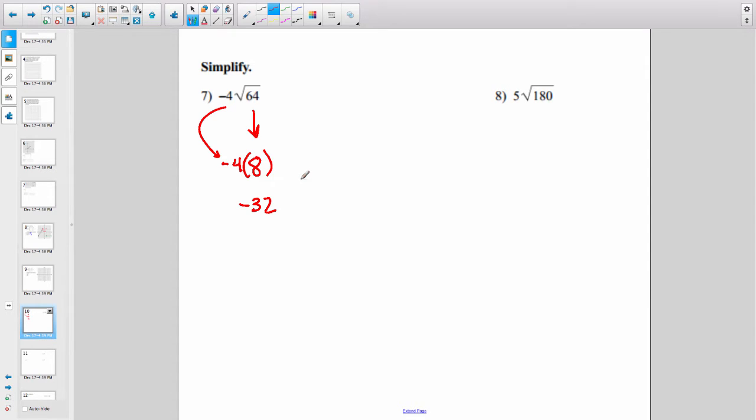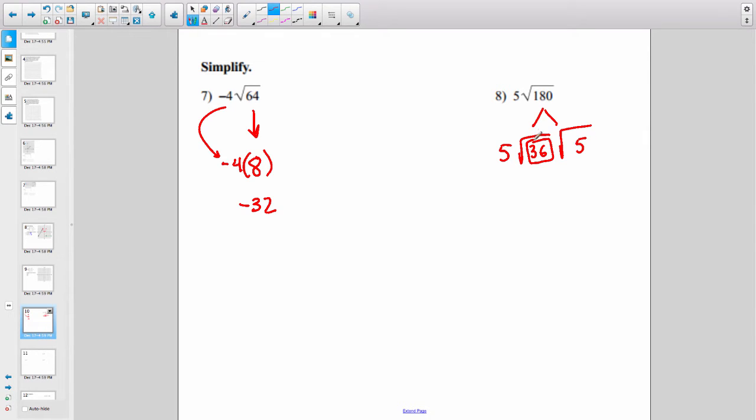180, that's not a perfect square. So what we want to do is one of two ways. By hand, let's do a good house, bad house. Or we can use the calculator, which is really fast and nice. But I'll show you this way first. Okay, so 180. What are factors of 180 that have perfect squares in them? Well, I know that 36 times 5 is 180, and that 36 is a perfect square, and 5 is not.